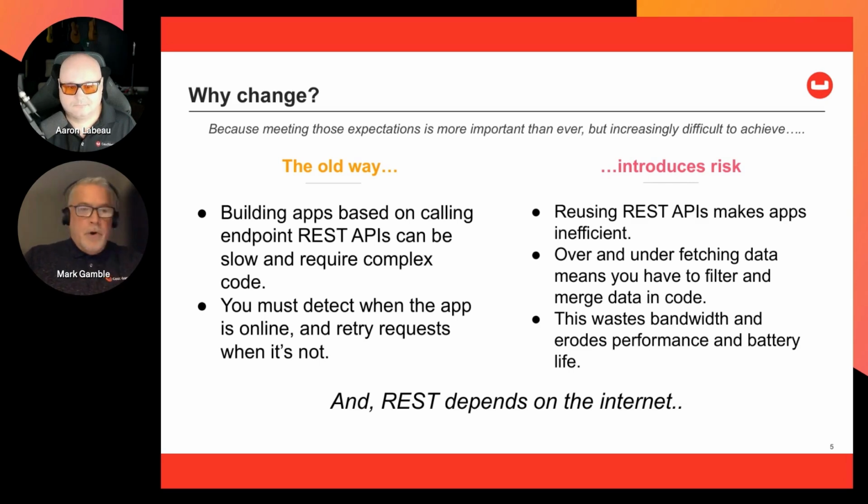So current approaches to developing mobile apps probably aren't helping, right? Building apps that are based on calling REST endpoint APIs can start out seeming easy until you begin to hit some of the pain points. Using REST can require developing complex code to do things like detect when the network is available and when it isn't, and retry requests until it's restored. And when you use and reuse REST APIs across applications, it can make apps inefficient, not only to run, but to build, right? Especially complex apps that modify or edit data a lot.